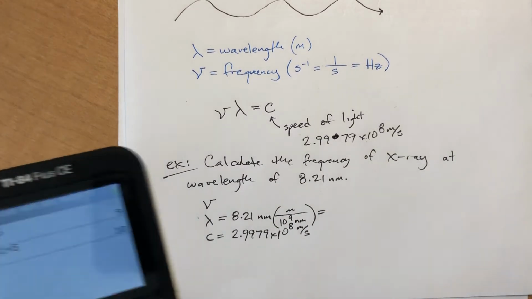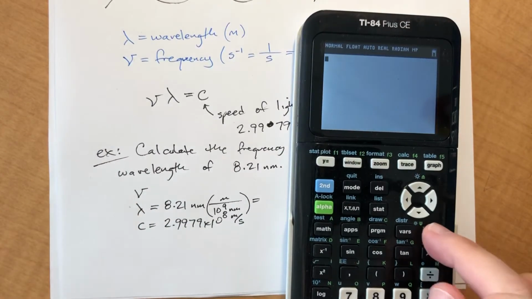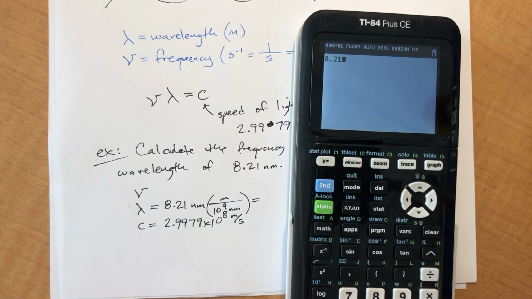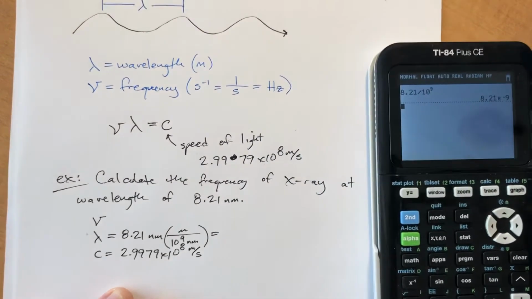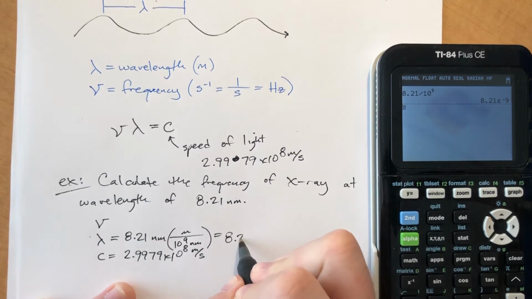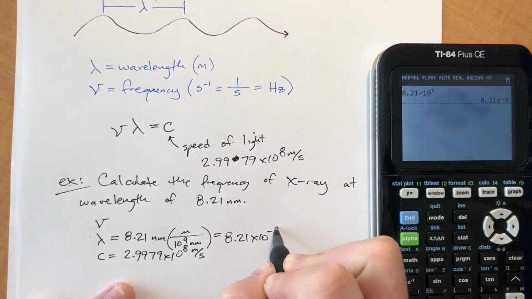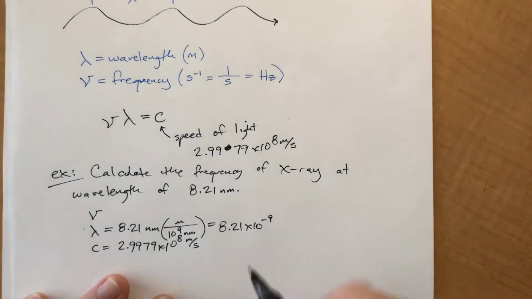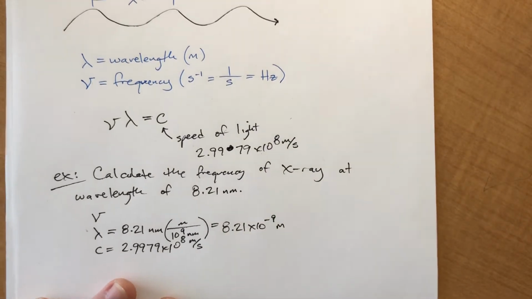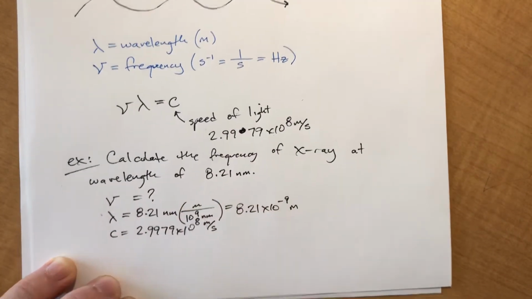Okay, so I'm going to take 8.21 divided by 10 raised to the 9th. Okay, and I got 8.21 times 10 to the negative 9th. Imagine that. Okay, and this will be in meters now. This is what we're solving for.